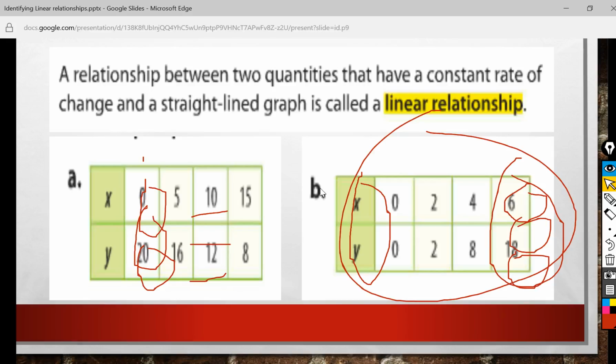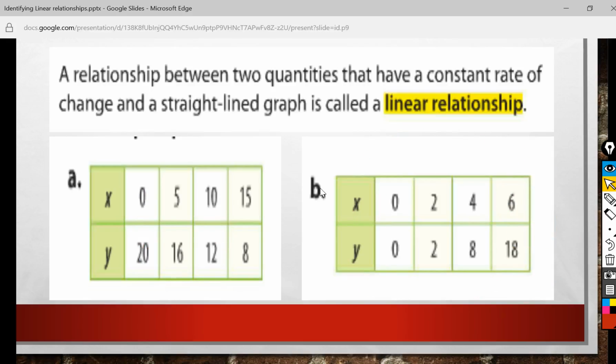Okay, so here's some more practice problems for tables. Look at our x's. We see they're going by plus 5: 0, 5, 10, 15. Now we got to check our y's. We see that they are going down by 4. 20 to 16 is 4, 16 to 12 is 4, 12 to 8 is 4. So our x's are constant and our y's are constant, so therefore it is a linear relationship.